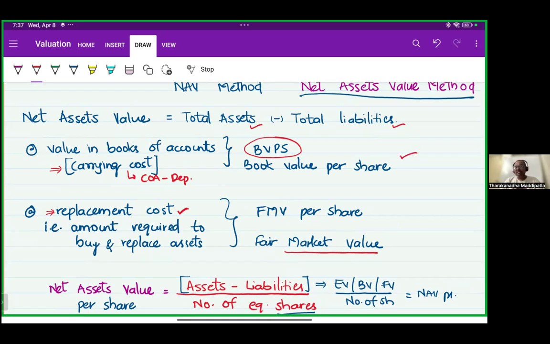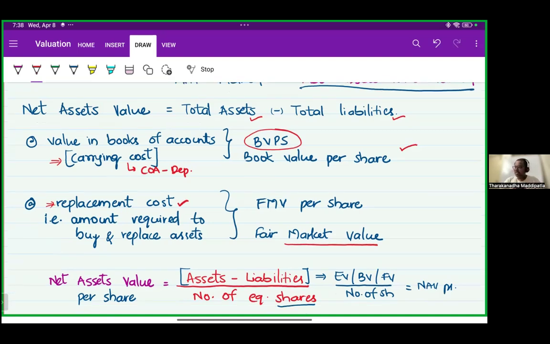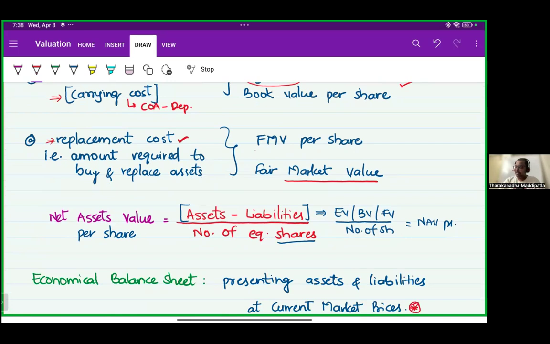Now, replacement cost. So take the assets and liabilities, identify the amount of cost that is required to buy the new asset in the same exact position, and identify the amount that is required to be paid to liabilities to exit from the liability position. Then such kind of balance sheet is called as economical balance sheet. And based on economical balance sheet, if you are arriving at net assets value per share, then that is called as fair market value per share or net assets value per share.